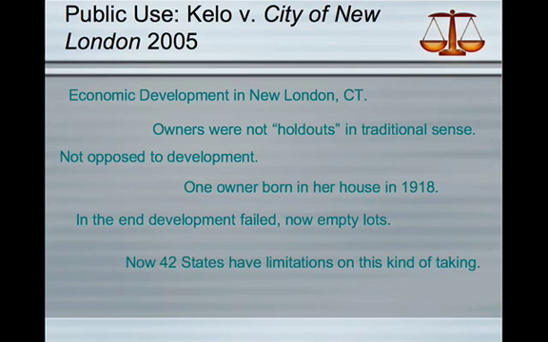Now 42 states have limitations on this kind of taking. Specifically, like economic takings, where the public good would just be increased tax. Most or all of these were backlashes to Kelo? Yeah. I think before there were about 8 laws and then 38 after this case. That's a lot of backlash in a short period of time, isn't it? Yeah, so California Prop 99.